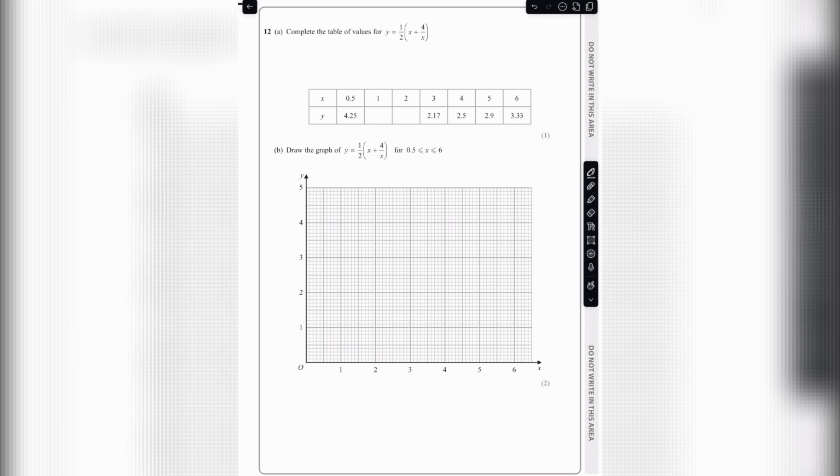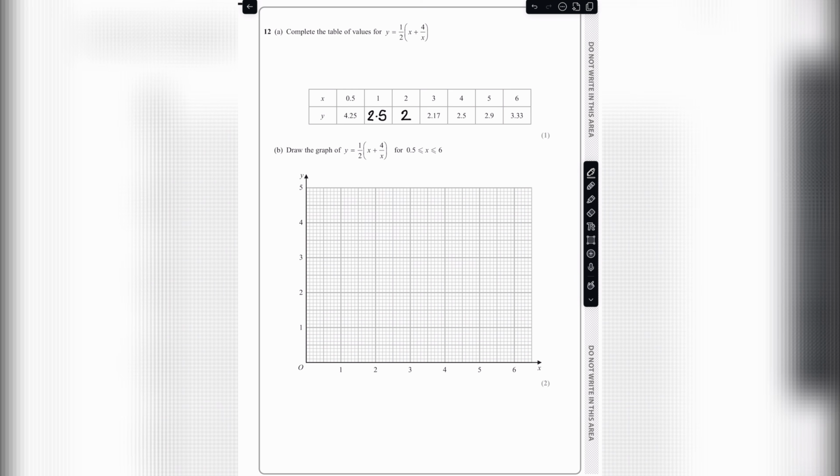In the first part of question 12, we are told to complete the table of values for y equals a half multiplied by x plus 4 over x. So all you simply need to do is substitute your value of x equals 1 into this equation for y, and that gives you a value of 2.5. And the same can be said for x equals 2, and that gives you a y value of 2.